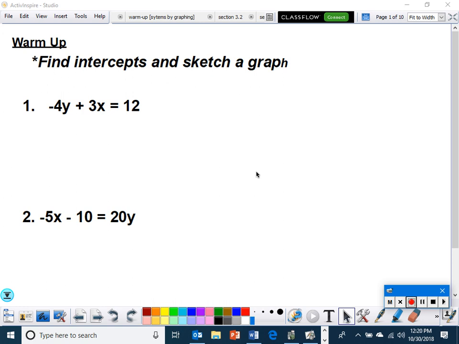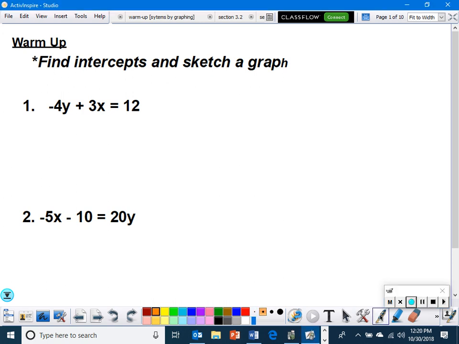All right, ladies and gentlemen, we are going to do the warm-up first. So let's step through the warm-up. It says find the intercepts and sketch the graph. So the first thing we're going to do to find the x and y intercepts is rewrite the equation.